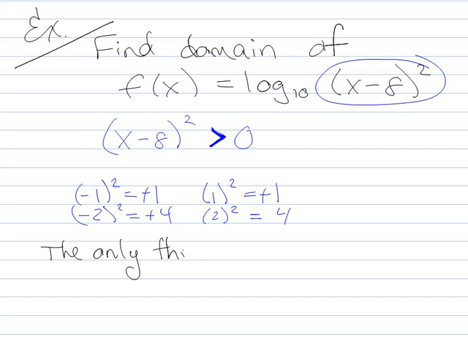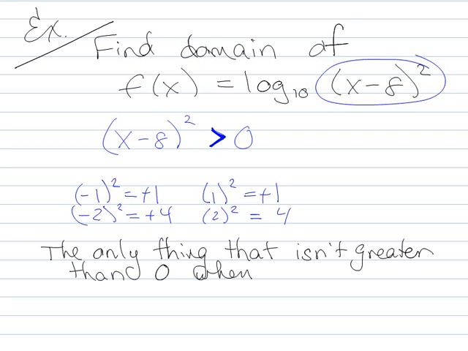The only thing that isn't positive when squared is 0 itself, right? Because if I square 0, I get 0. I get the equal sign. I don't want the equal sign because this is strictly greater than.